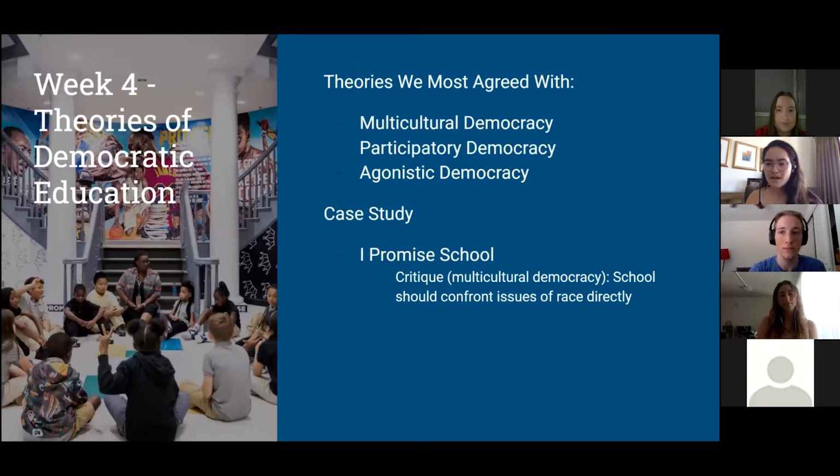So in week 4, we had a reading that was an overview of all the different theories of democratic education. Based off of a Jamboard poll of the class, the theories that we most agreed with were multicultural, participatory, and agonistic democracy. And then we also had a group presentation about the I Promise School. One of the biggest critiques of the I Promise School is that they don't necessarily confront issues of race directly, which I think is a multicultural democracy critique of that school.